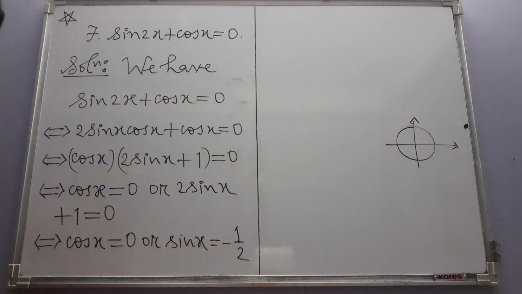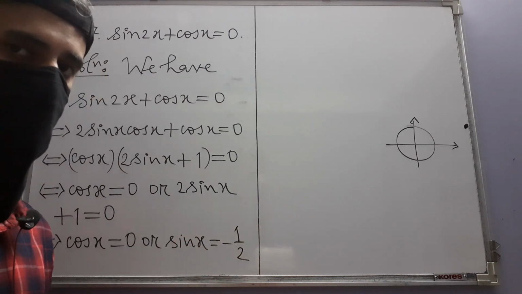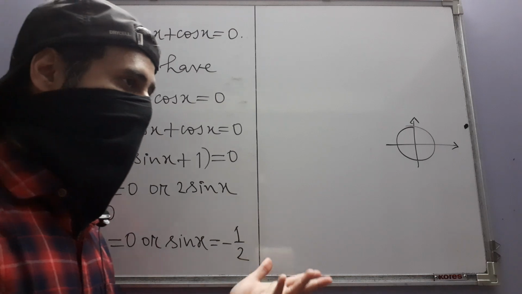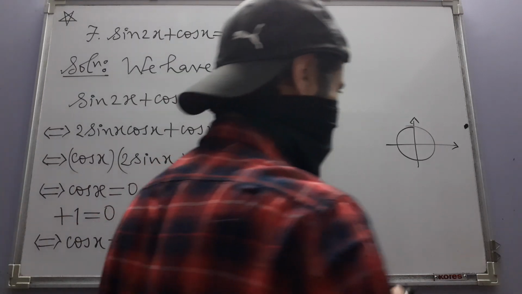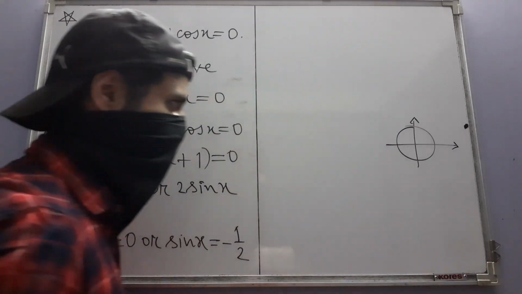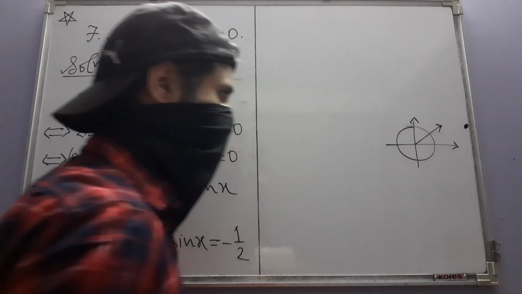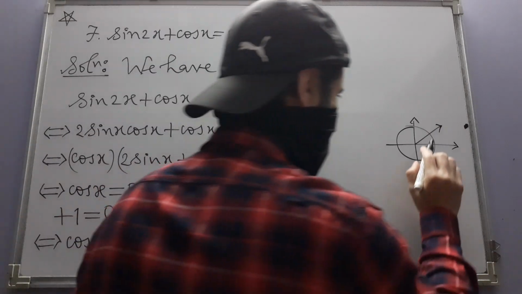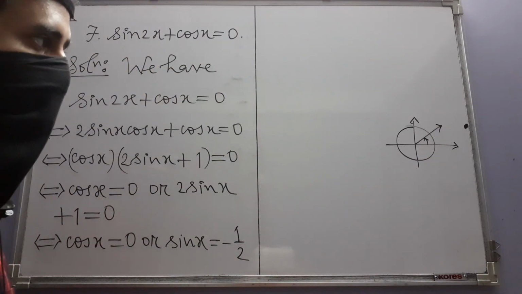and forget the minus sign for a moment. Then you just have 1 over 2. Which angle has its sine equal to 1 over 2? 30 degrees or pi over 6 radians, which is here somewhere. Okay, this much. But we want negative.